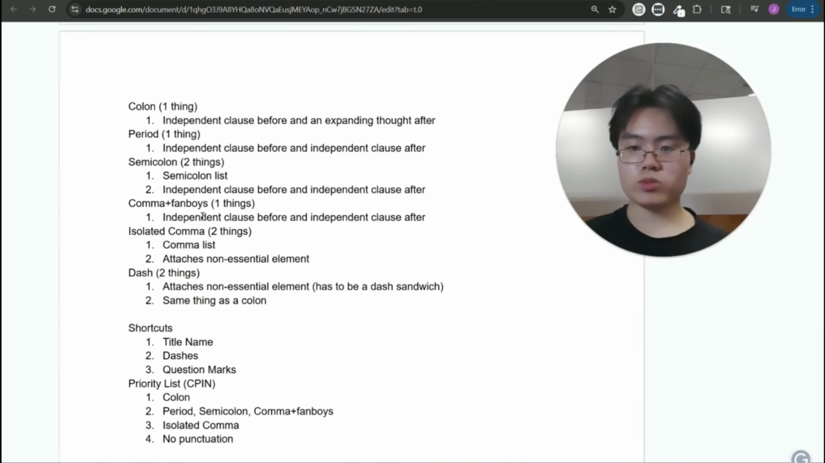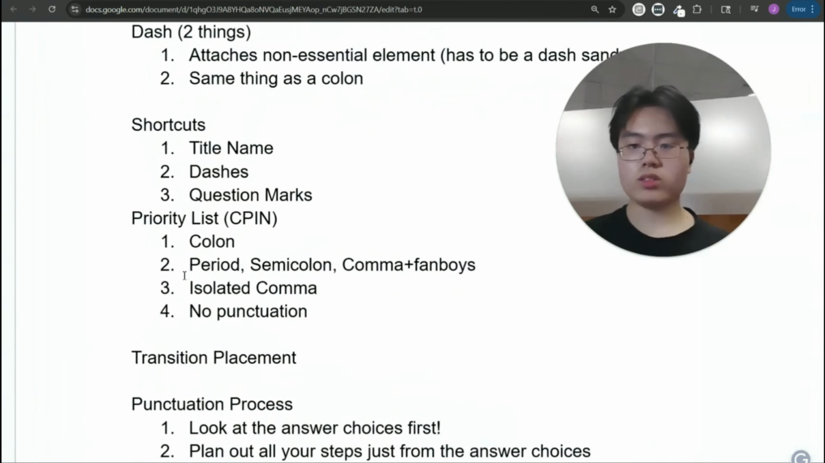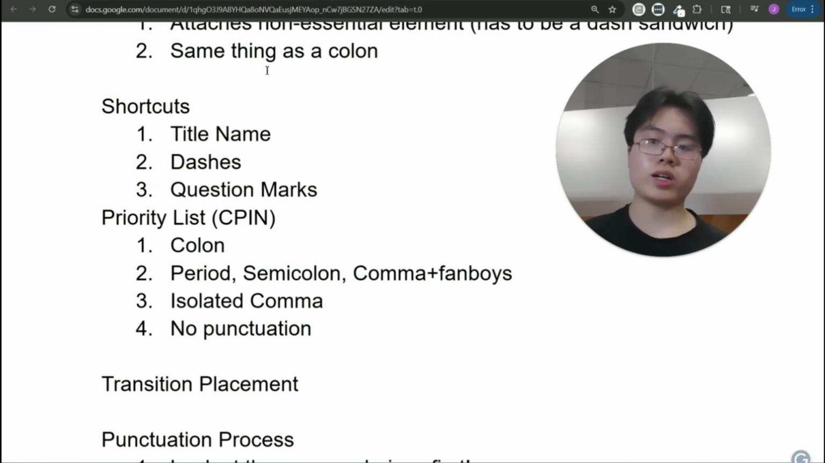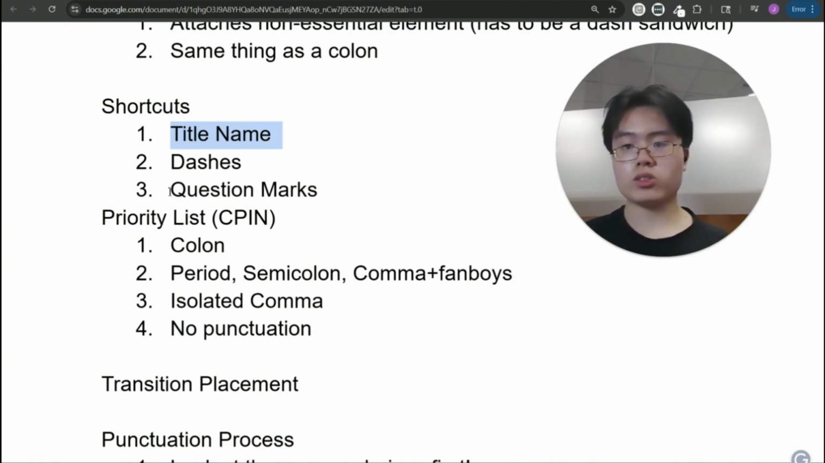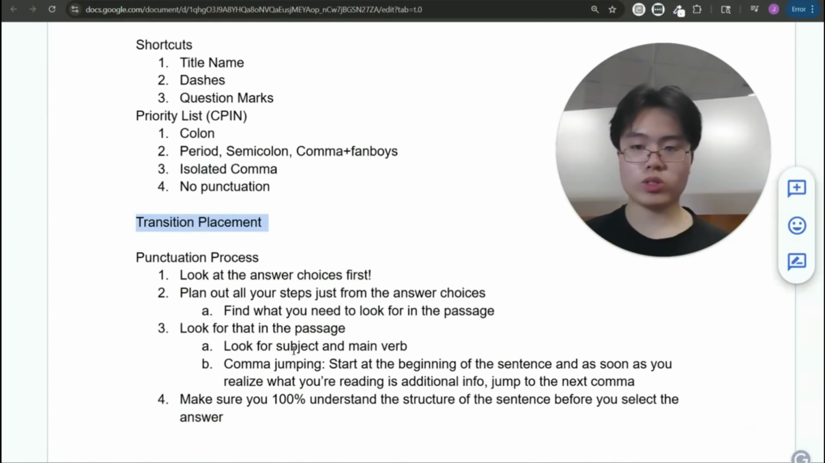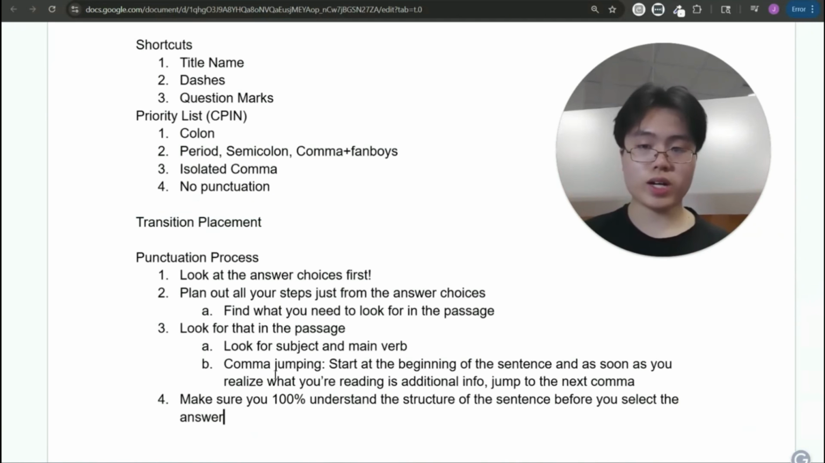Then we talked about the priority list and the shortcuts. The priority list is the order you check the answer choices in, organized by how likely it is for each answer choice to be correct. So it saves a lot of time if you follow this. Then we talked about shortcuts, which is kind of its own type of question. We talked about how to solve title name questions, question mark questions, and transition placement questions as well. And finally, we talked about how I solve punctuation questions as a whole, at least the process for everything, and how to solve these really fast.